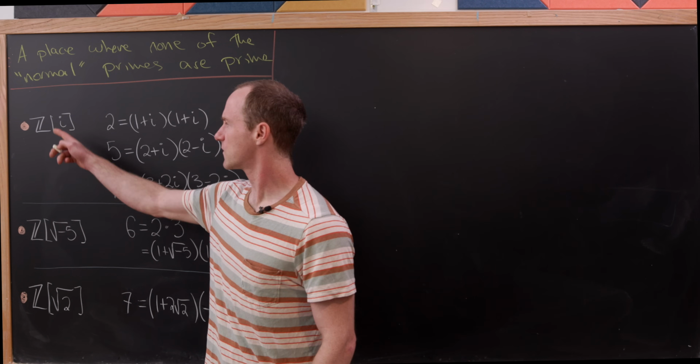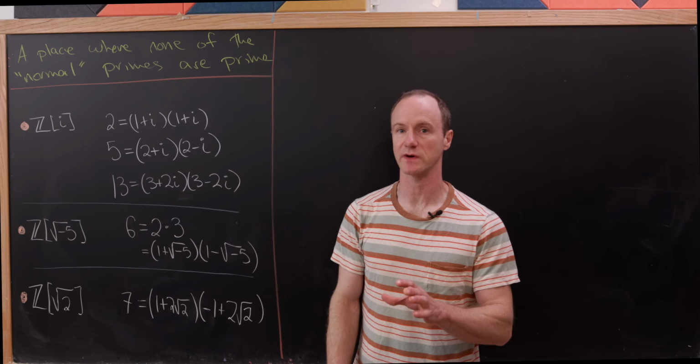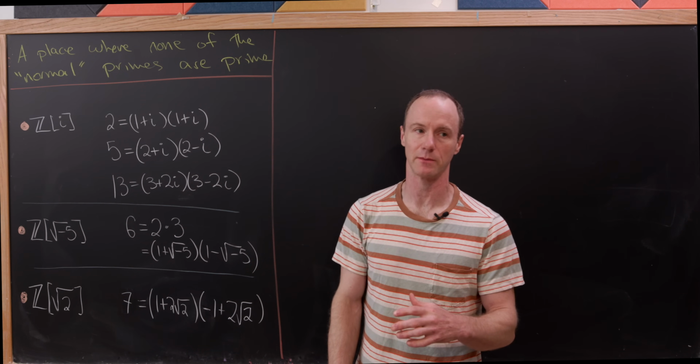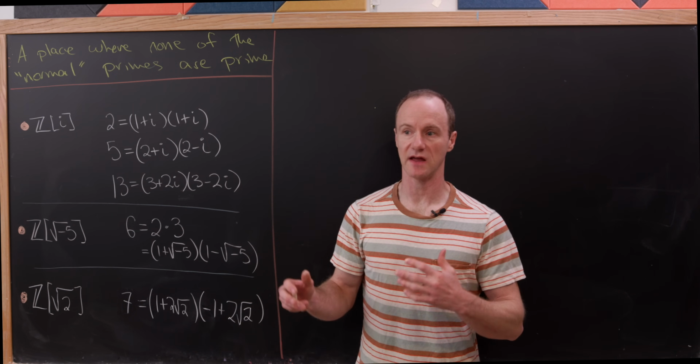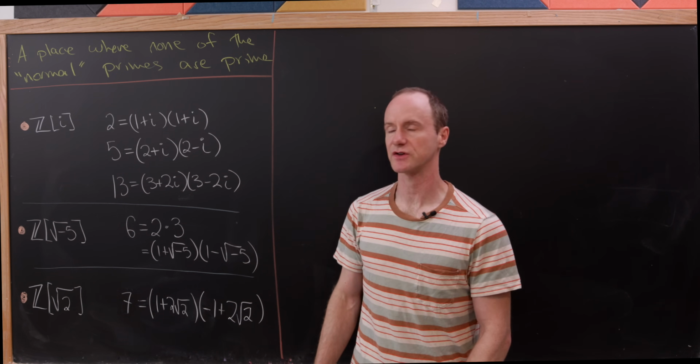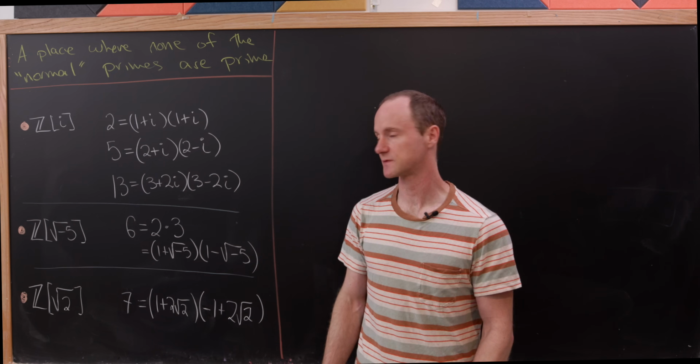So let's first consider this set called the Gaussian integers. So that is Z adjoin i. In other words, it's complex numbers where the real part is an integer and the imaginary part is also an integer. So everything of the form a plus bi, where a and b are integers.